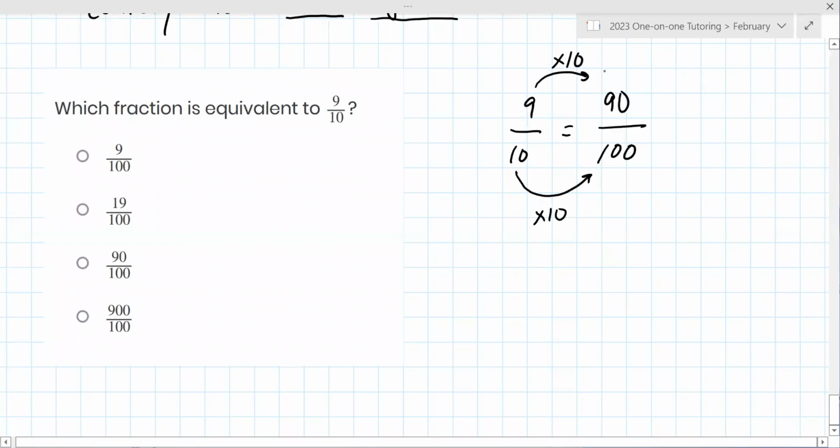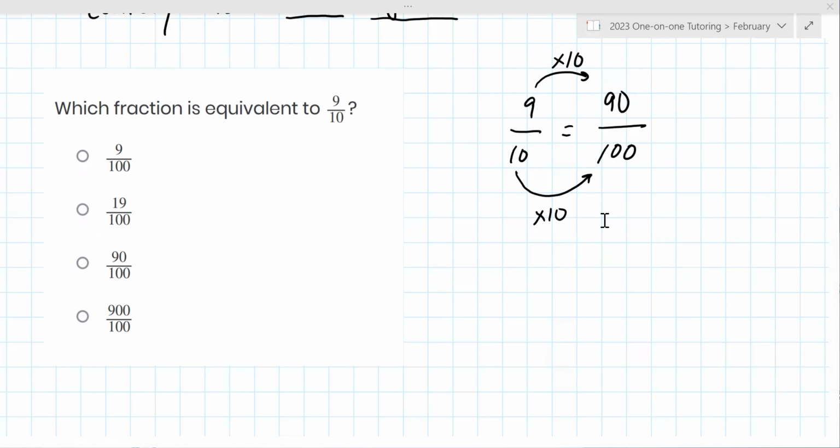Which of these matches that answer? See the third one. Yeah. All right, very good. It is C.